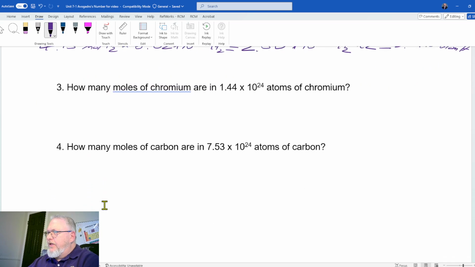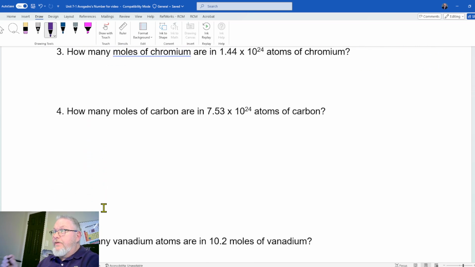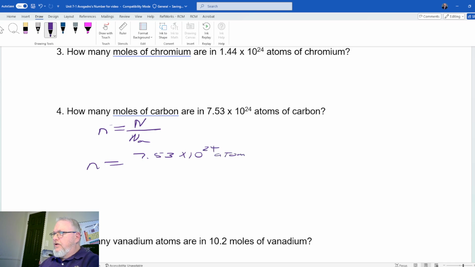All right, let's go down here to 4. How many moles of carbon? It's asking for moles now. So I'm going to put this formula up here. Little n is equal to number of particles divided by Avogadro's number. So it's asking for little n here. So let's just sub things in. Little n equals, put our number here. Here's the number of particles, 7.53 times 10 to the 24th atoms of C.